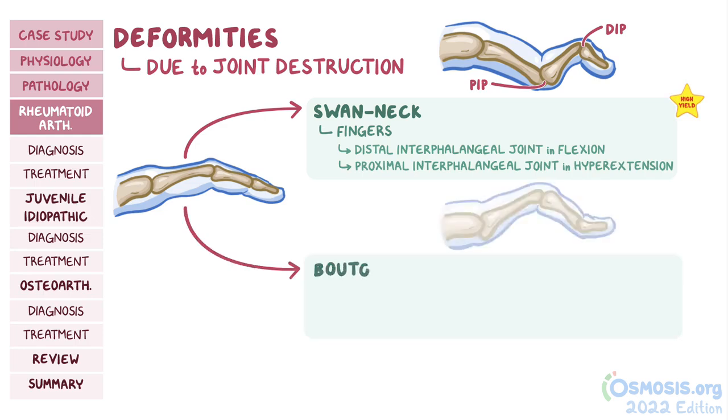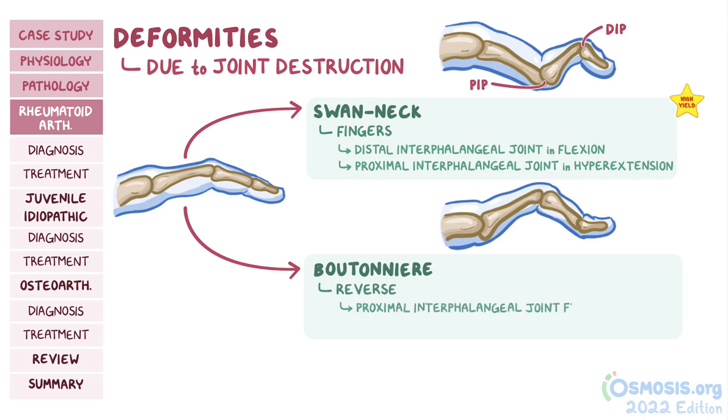There is also the boutonniere deformity, where roles reverse, meaning the proximal interphalangeal joint flexes to face the palm, and the distal interphalangeal joint is in hyperextension, facing away from the palm.